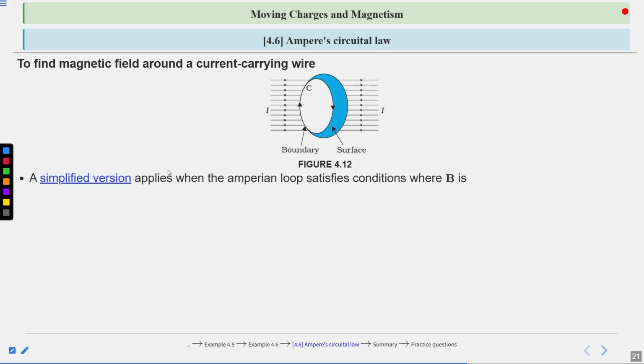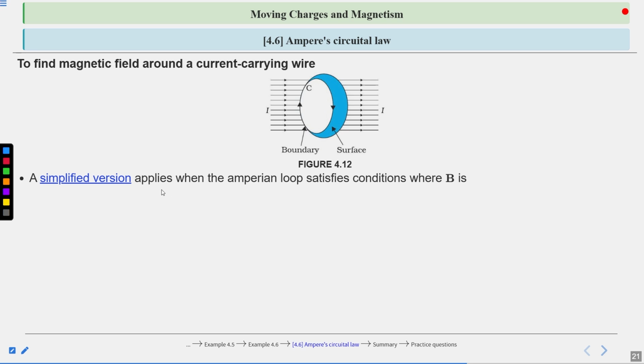A simplified version applies when the Amperian loop satisfies the condition where B is tangential to the loop and non-zero constant. So a simplified version is there. What we have learned so far, considering a surface and the boundary of the surface, involves some complex terms. A simpler version is there where we can consider a simple loop without considering the surface. That is called the Amperian loop, similar to the Gaussian surface in Gauss law.